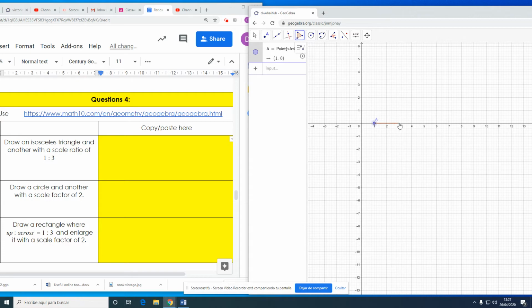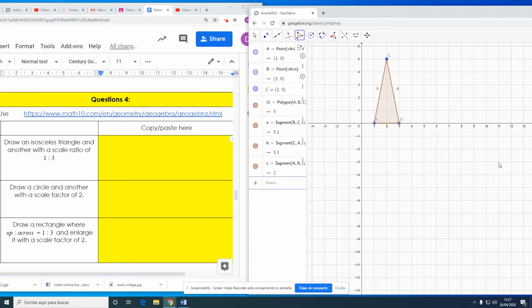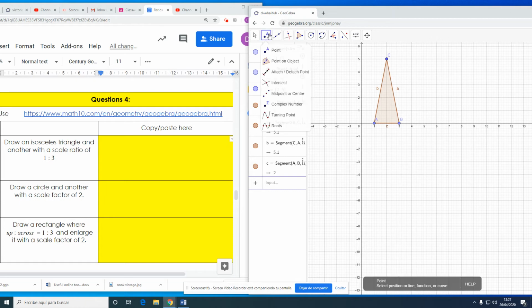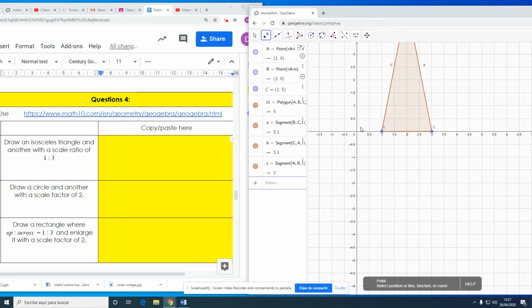Let's make it size 2 at the bottom and 5 at the top. So it goes up 5. The easiest way to do this is to put on another point, which I'm going to put that point there. It doesn't have to be there.